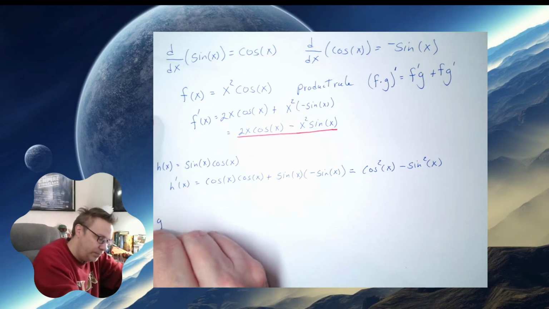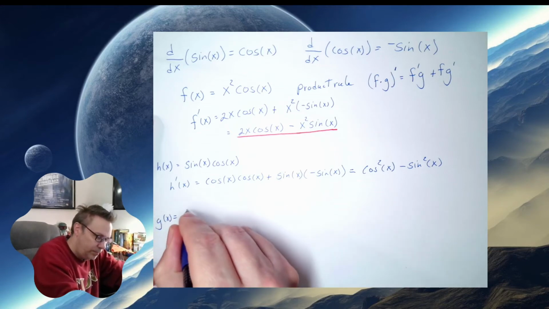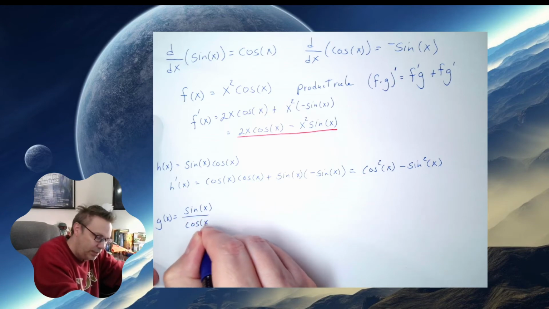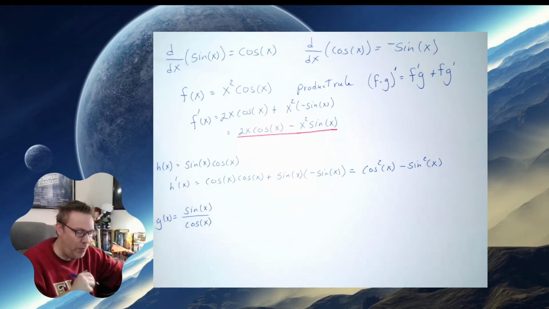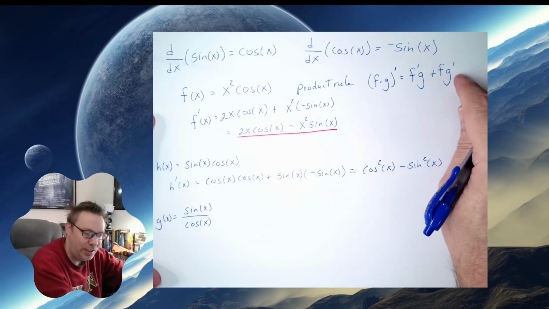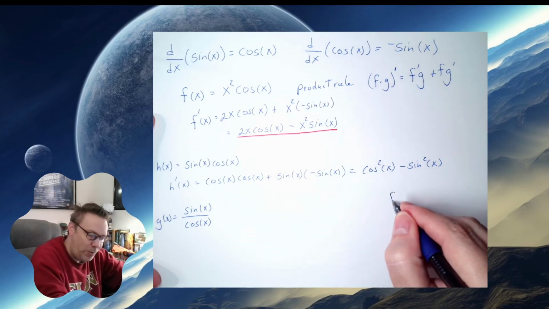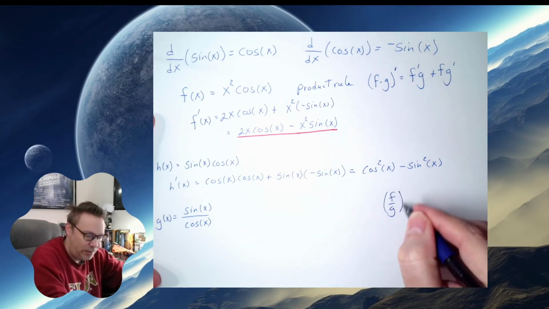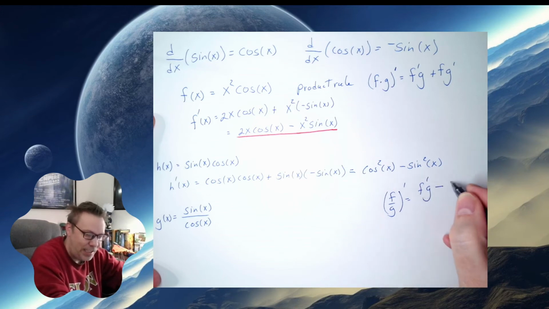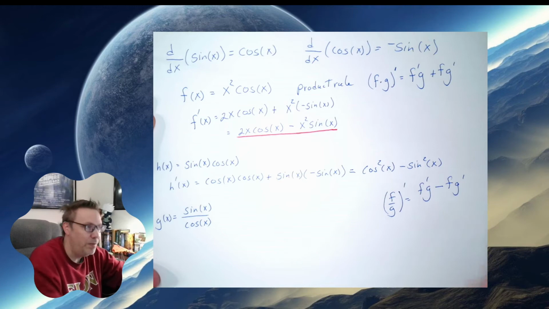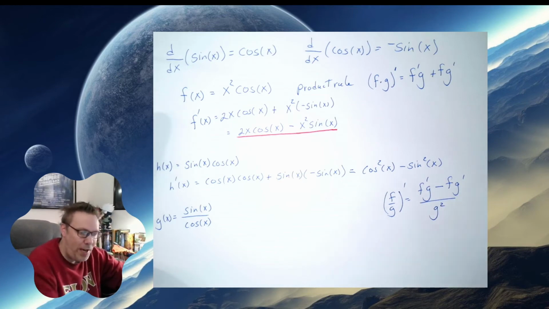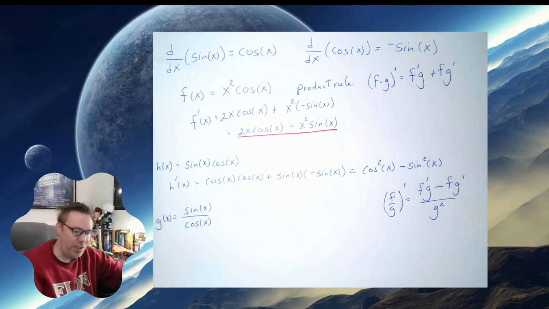So here's another one. I'm going to look at sine of x divided by cosine of x. Now, remember, when I'm dealing with the quotient rule, it looks very, very similar to this. But if I have a quotient, it's the derivative of the top times the bottom minus the top times the derivative of the bottom, all over the bottom squared. Now, why did I point out that this is very similar to this up here?